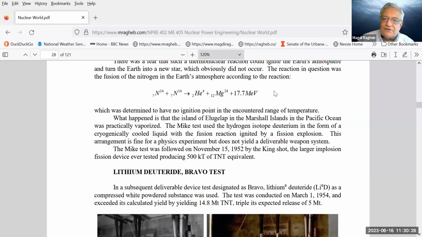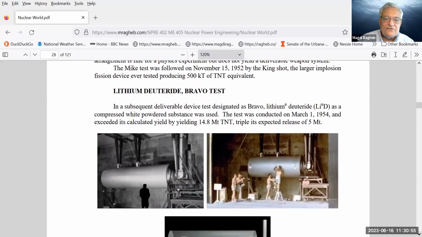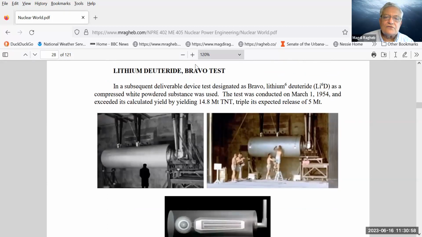The use of deuterium as a cryogenic, basically liquid hydrogen or liquid deuterium, is not a deliverable device. The Russians exploded a device in which they used a powder. The powder was in that case lithium hydride. That's a powder rather than using deuterium plus deuterium. And the United States immediately imitated the process. And in that case, lithium deuteride was used in another test. It was named the Bravo test. It was conducted in 1954 and generated even more energy than the deuterium device, 14.8 million tons or megatons of TNT.